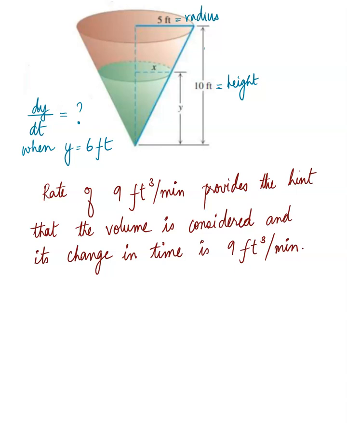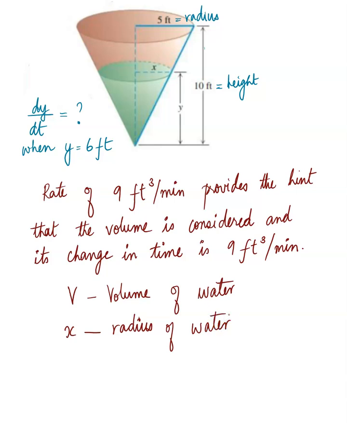So for our convenience, let's say V represents the volume of water, okay? The green portion, right? It's rising. So it's a volume of water. X is the radius of water. Again, all this is to do with the green stuff, the green portion, and Y refers to the height of the water.